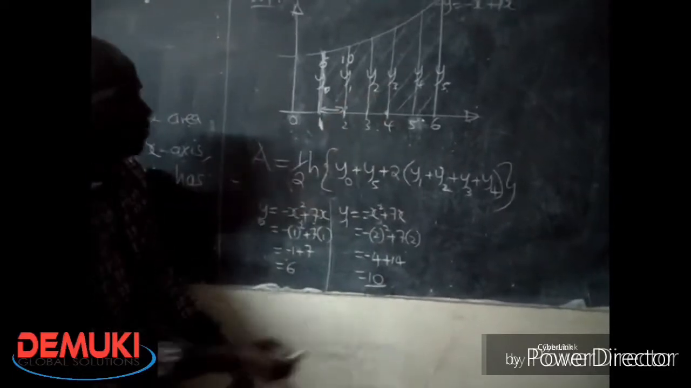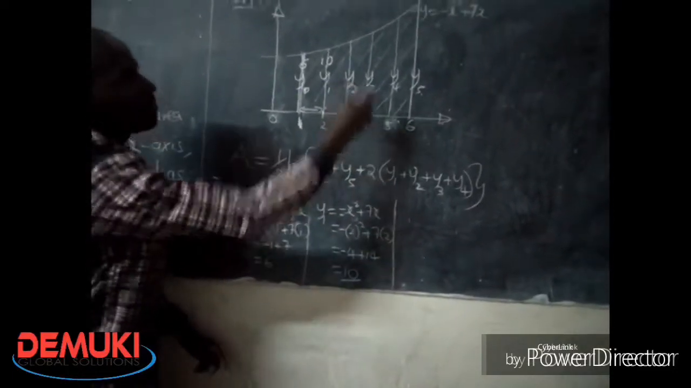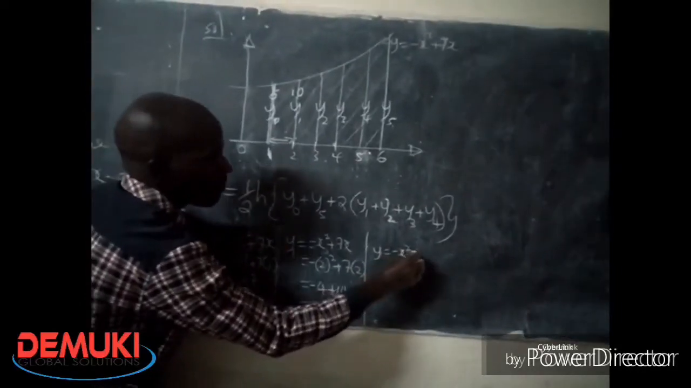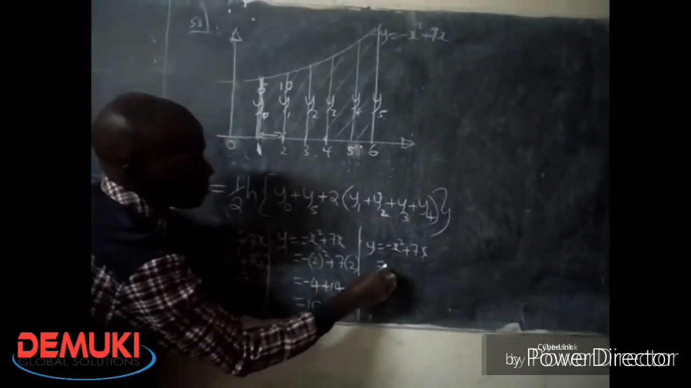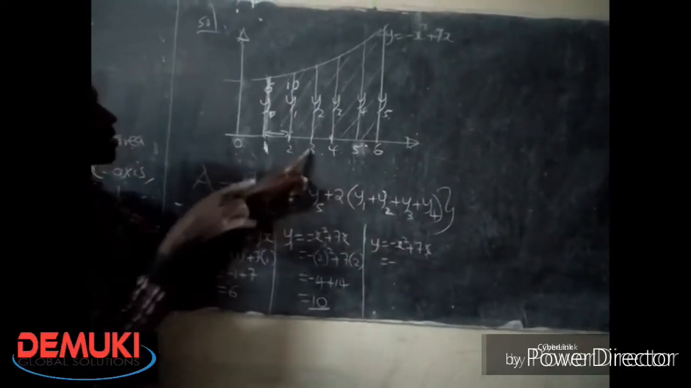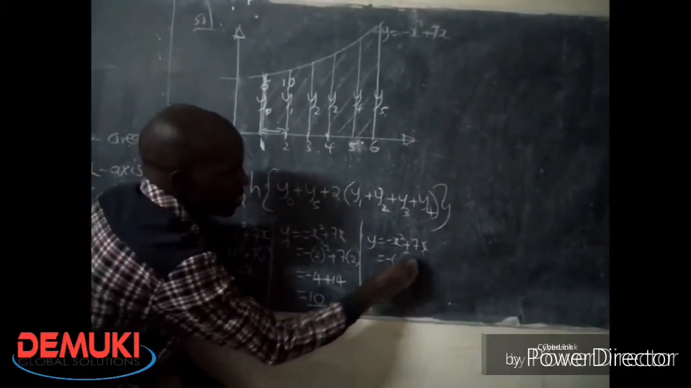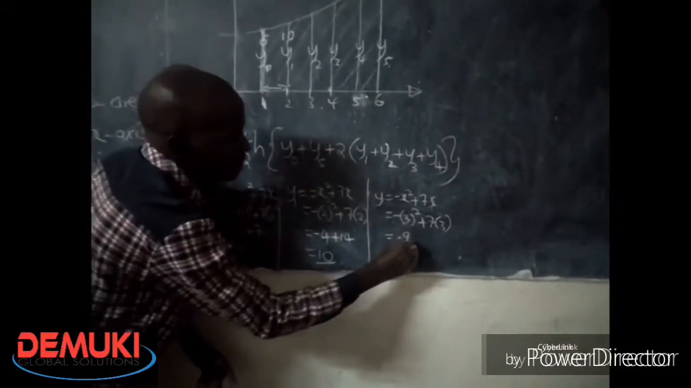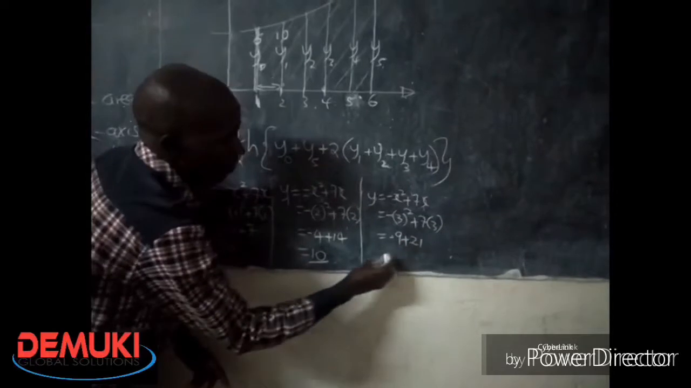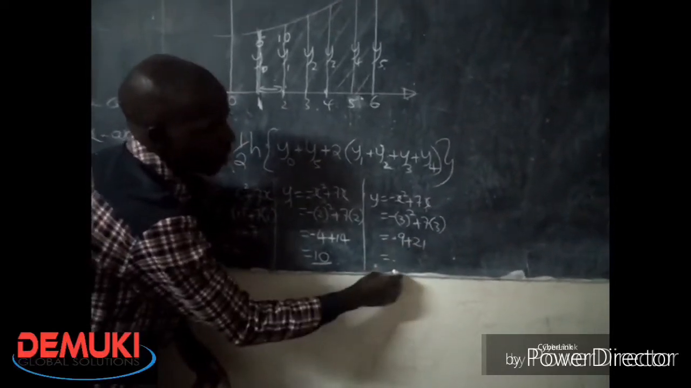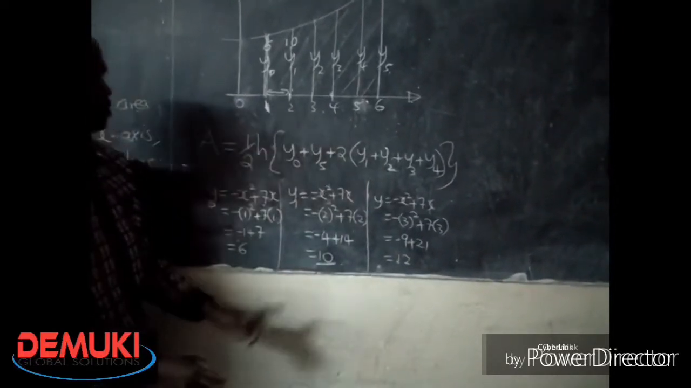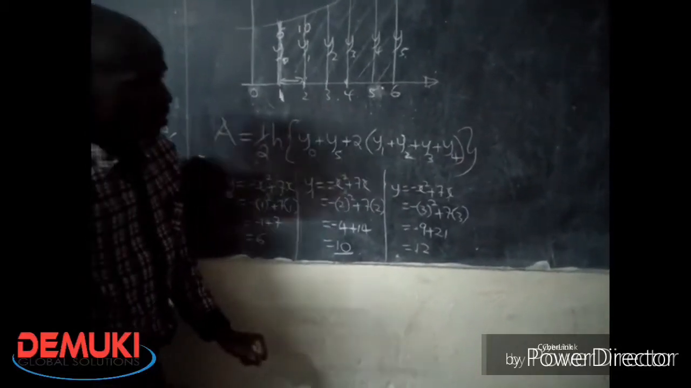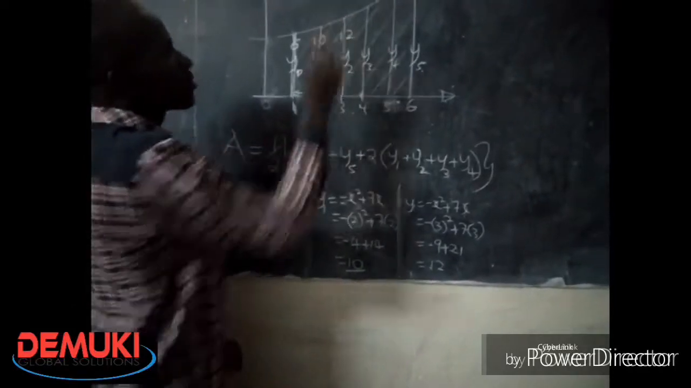Now the third one, simple. The formula is y equals negative x squared plus 7x. So what is my x here? 3. So it's negative 3 squared plus 7 into 3. So 3 squared will be negative 9 plus 21. Okay, this gives me what? 21 minus 9, 12. So this one is 12.